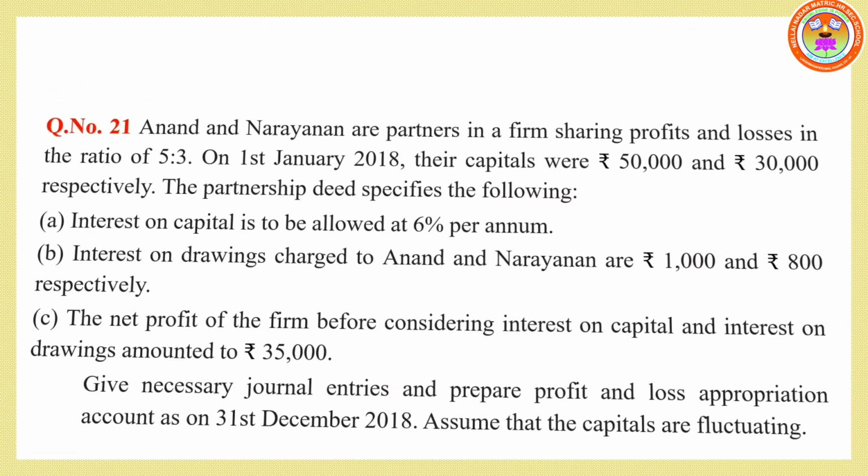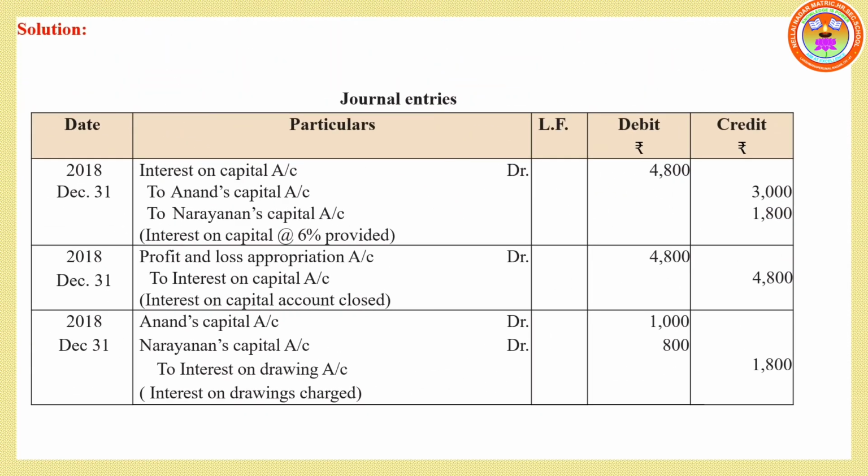So write the head: journal entries, date, particulars, LF, debit and credit column. First one, A: interest on capital account debtor to Anand's capital account, to Narayanan's capital account. Now look at the question. How much have they contributed as capital? Anand has contributed 50,000. Rate of interest on capital is 6%. So 50,000 into 6 by 100, 3,000.